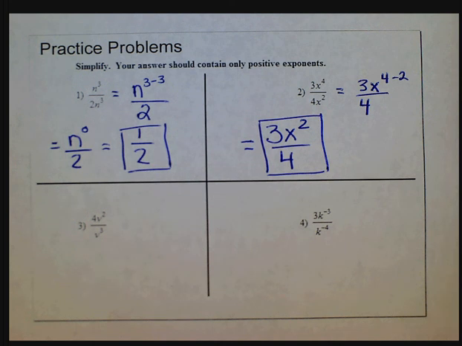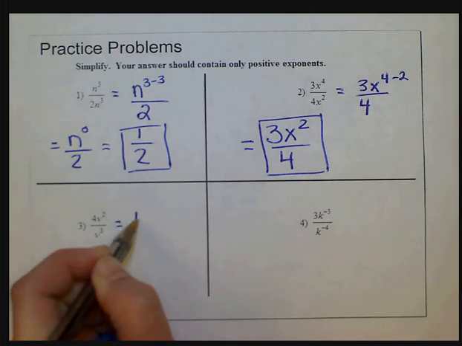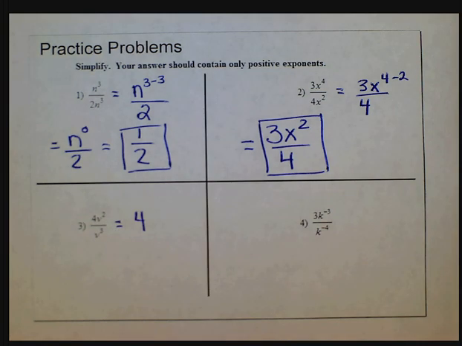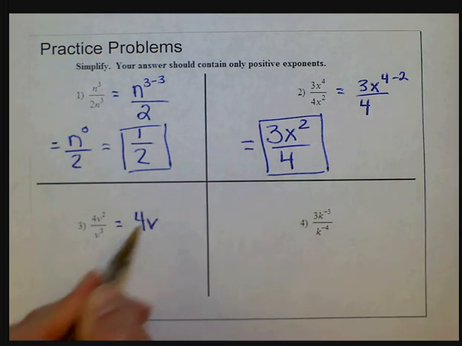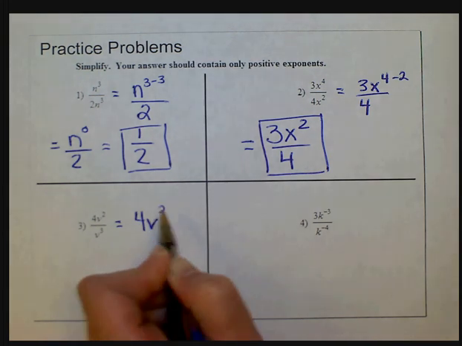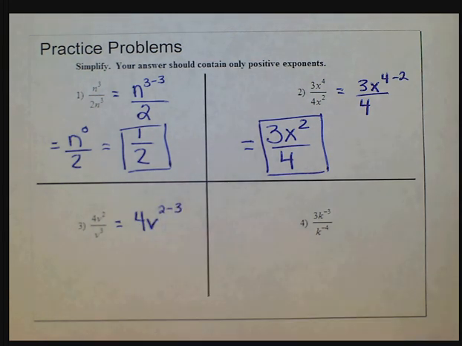Alright, number 3 says I have 4v squared divided by v to the third. I have a coefficient of 4. I have no number on the bottom, so that coefficient of 4 will stay on the top of the fraction. My v, I'll take the top exponent minus the bottom exponent. So I'll take 2 minus 3.